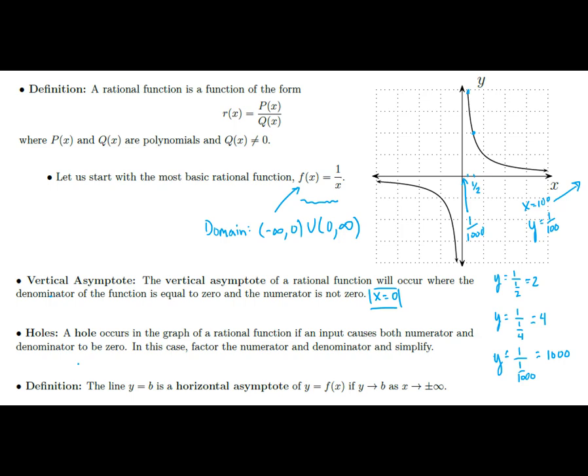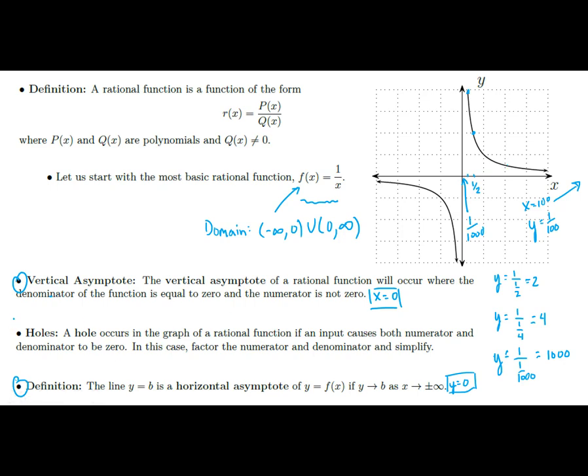And let me skip down to this one here. It says the line y equals b is a horizontal asymptote if y approaches b as x approaches plus and minus infinity. Well, we saw up here that as x goes to positive infinity and as x goes to negative infinity, y gets close to 0. So what we would say down here is that y equals 0 is our horizontal asymptote. It's the horizontal line that the graph seems to approach.